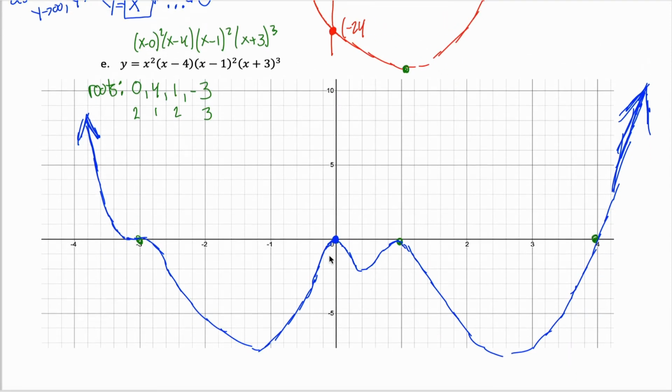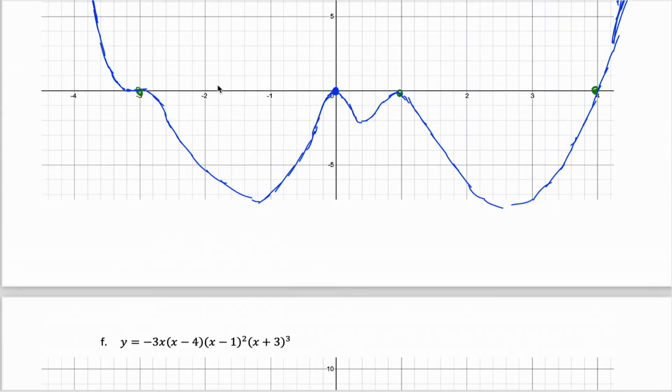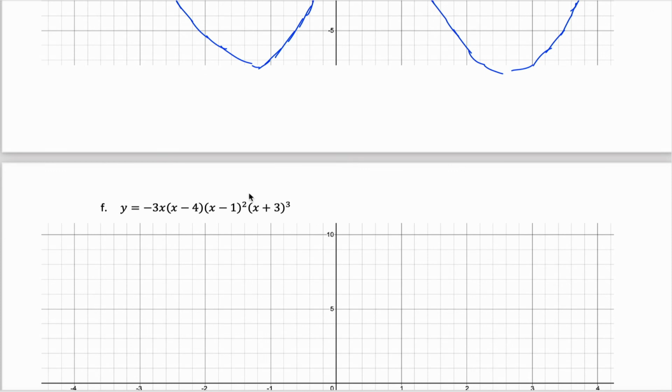Two more examples and then we'll call this video good. I know it's kind of long, but there's a lot of info in here. What if the factored form had a negative 3x, for example, out in front, as opposed to this x squared that you see right here? How do you solve that problem?